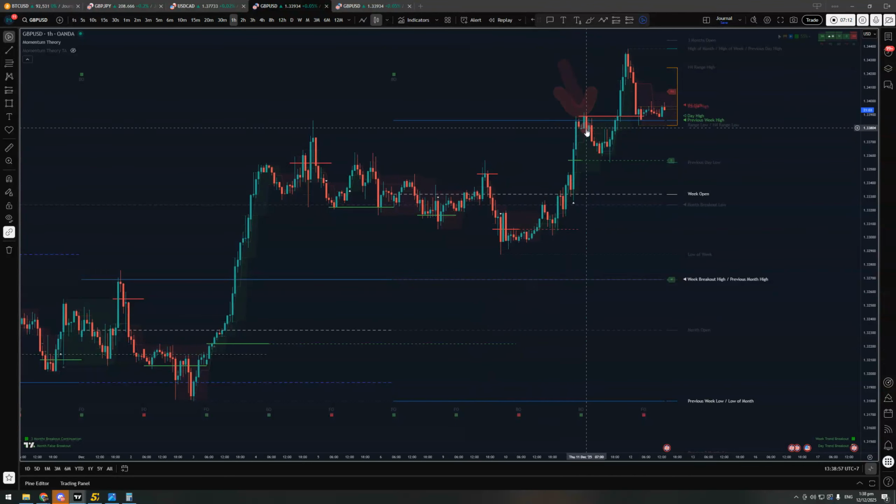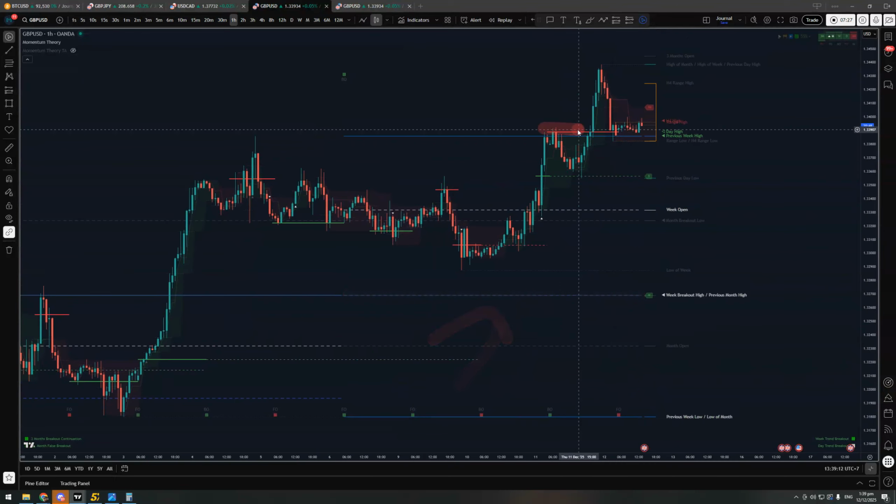When we have mixed bias like this, I need to see what's happening on the momentum time frame to decide which direction we're going. On the momentum time frame, the daily breakout level is right here. So it's pointing in the same direction as the weekly. We're both pushing up as long as we stay above that.